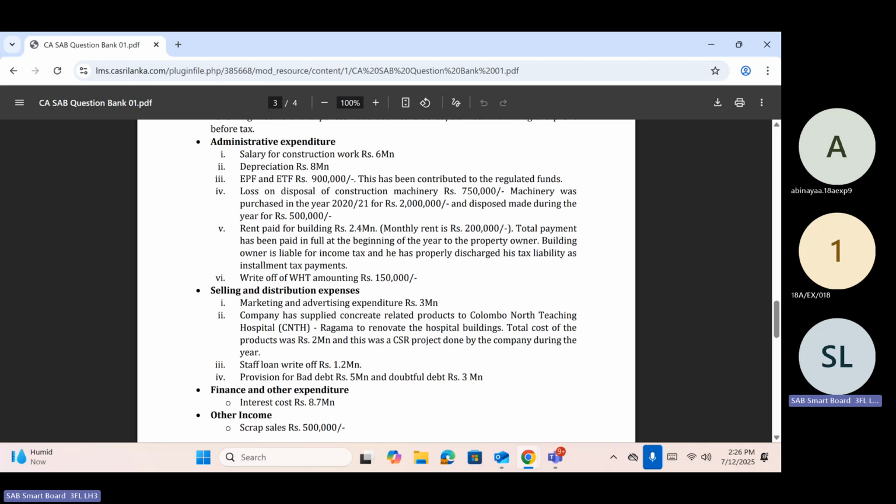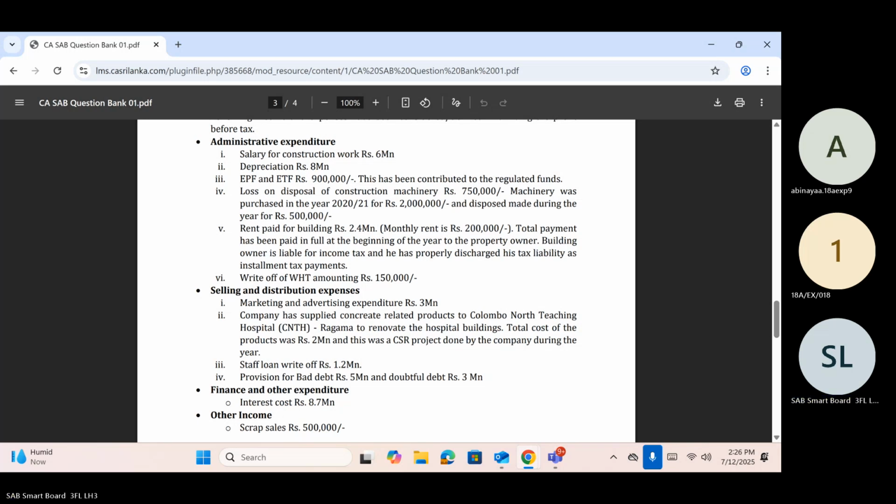That's the first thing. Second thing we have to check is whether relevant withholding tax is deducted, if any expenditure is subject to withholding tax. Rent is subject to withholding tax, right? At what rate? 10%, if the monthly rent is exceeding 100,000. It says the monthly rent is exceeding 100,000.